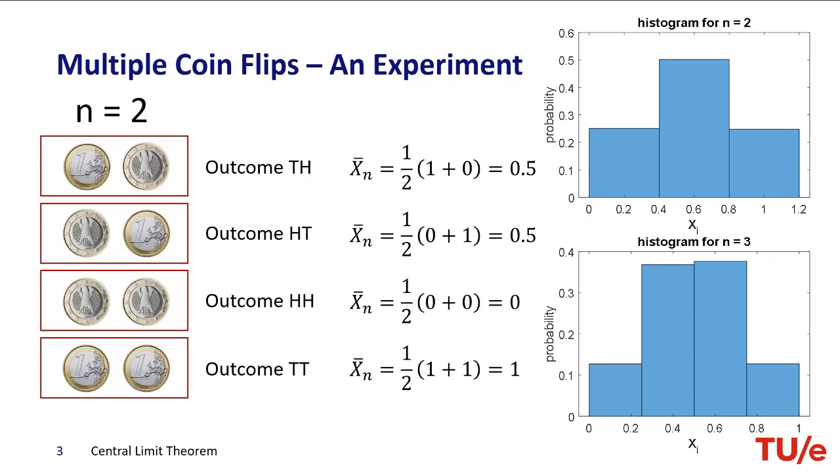For n equal to 3, we have 4 outcomes: 0, 1 over 3, 2 over 3, and 1. This time we have 1 over 8, 3 over 8, 3 over 8 again, and 1 over 8 for the probabilities of the outcomes. And we can keep increasing the number.